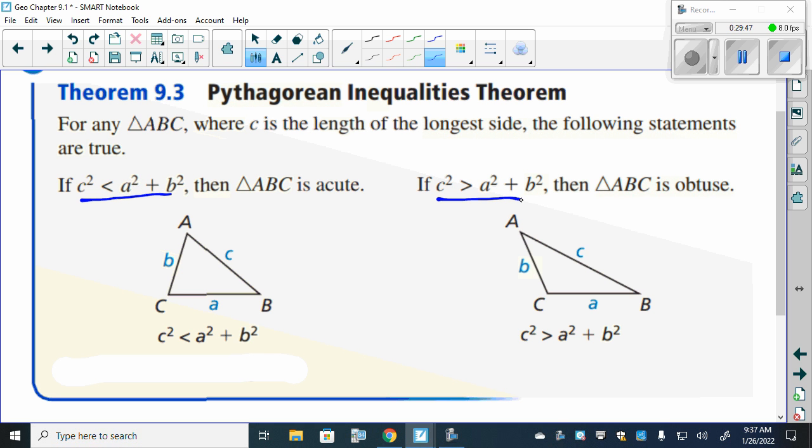And if the hypotenuse is smaller, the triangle is actually acute. If the square of the hypotenuse is bigger, then it's going to be obtuse. And if they are equal, it is going to be right.